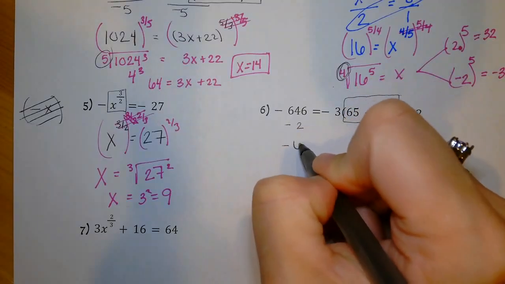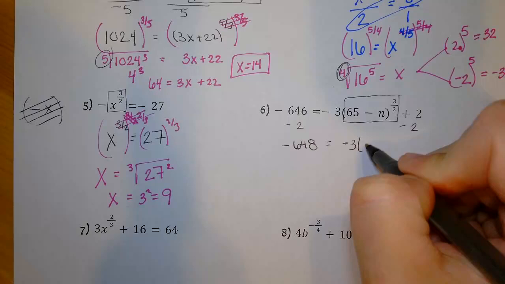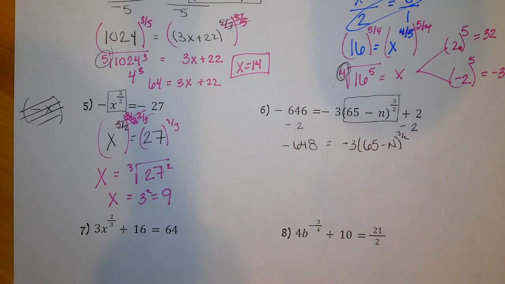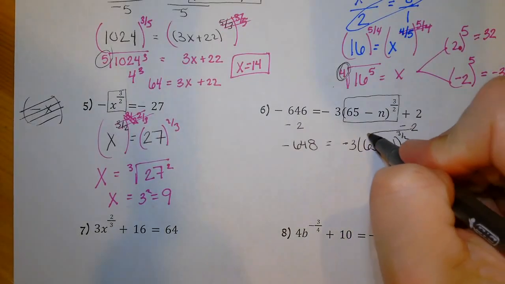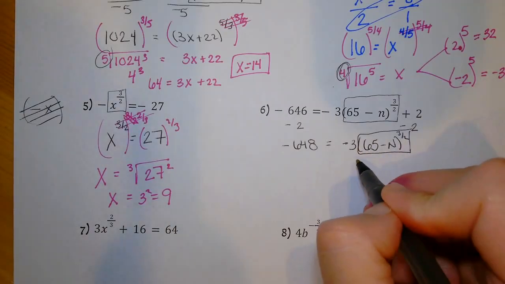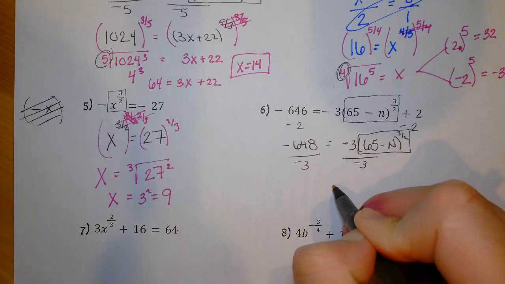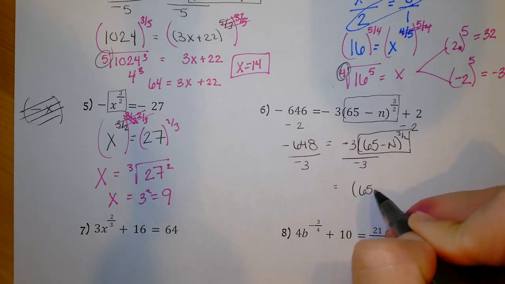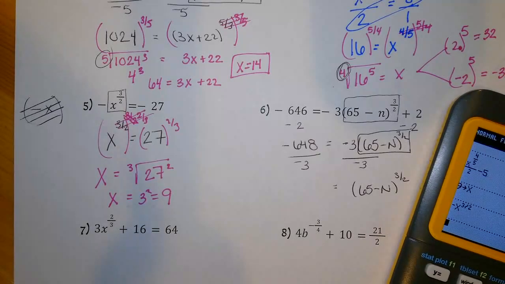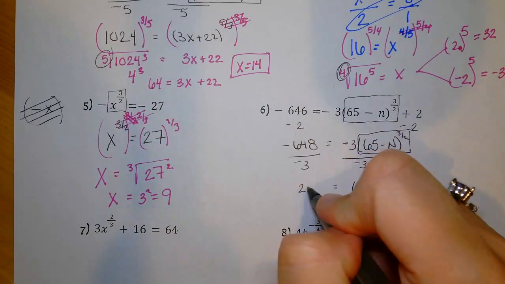So I'm going to get negative 648 equals negative 3 times 65 minus n to the 3/2. And again, I'm going to box that in. It is only on this term. So I also have to get rid of the negative 3. So 65 minus n to the 3/2. Let's see, 648 divided by the 3. The 2 negatives cancel. I get 216.